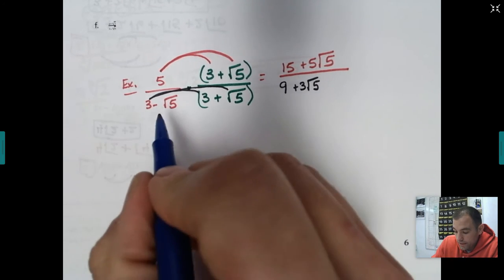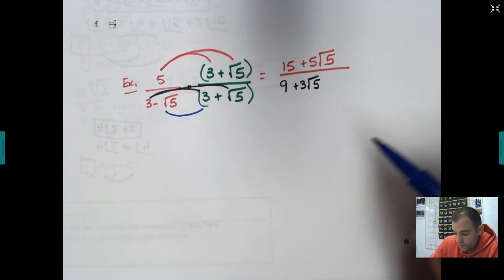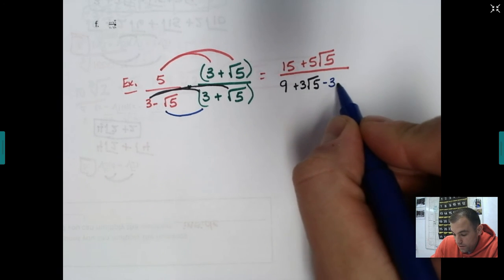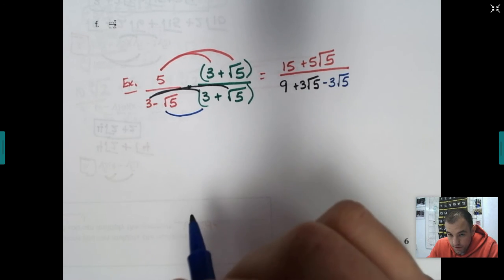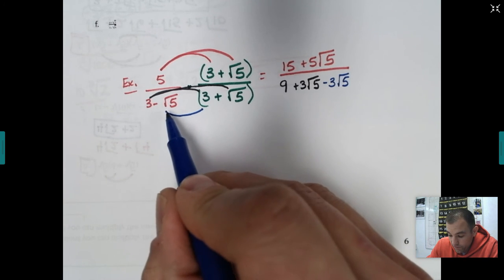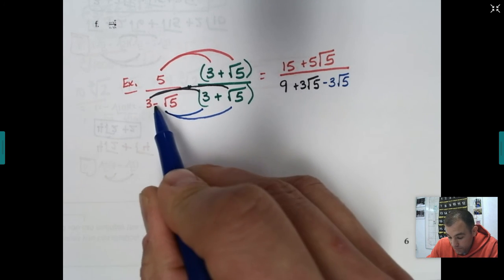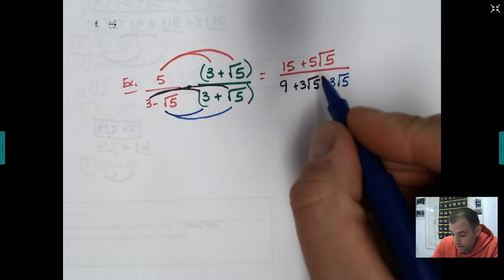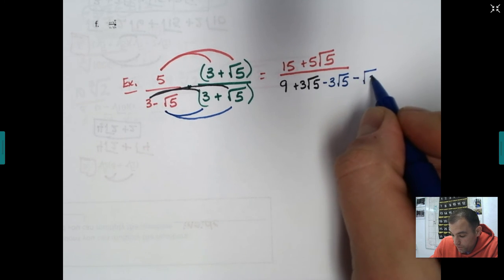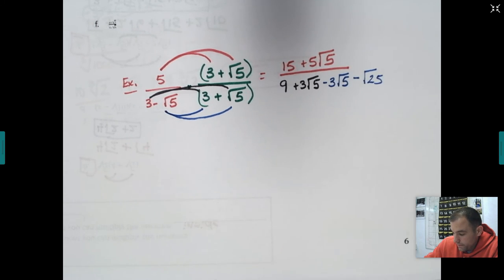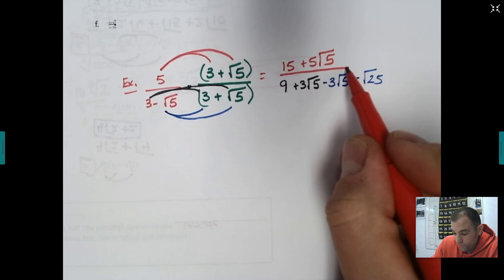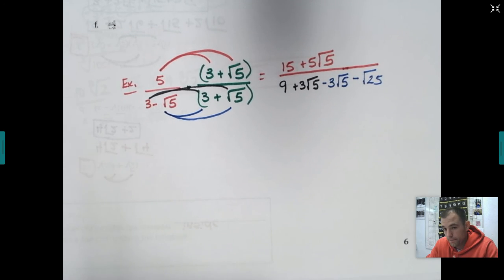Now we do the other one. Negative square root of 5 times 3 is minus 3 square root of 5. And then square root of 5, negative square root of 5 times positive square root of 5 is minus square root of 25. Okay, so I just FOILed the bottom or distributed the bottom.